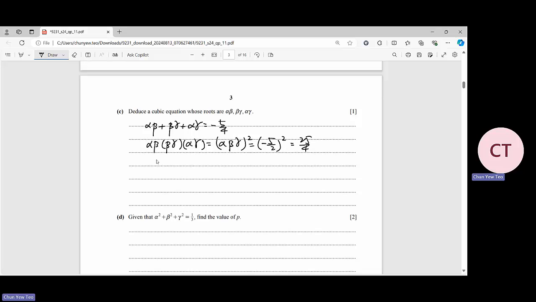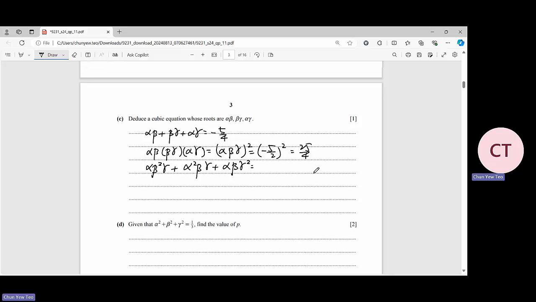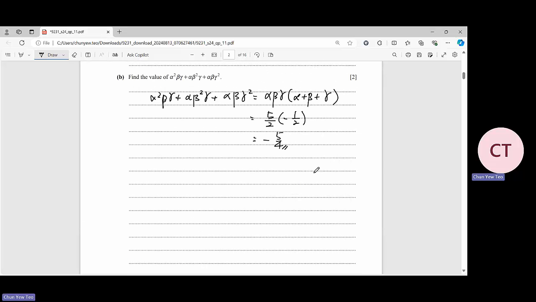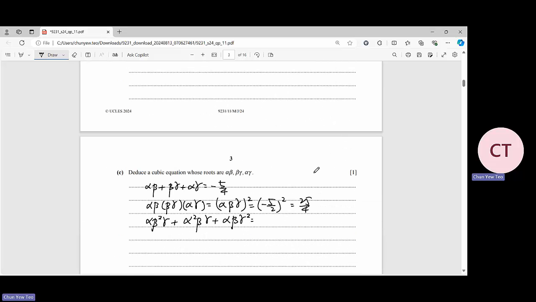Then the product of any two roots, alpha beta squared gamma, alpha squared beta gamma, and alpha beta gamma squared, this one is in part B. For part B, we already found the answer is negative 5 over 4. Then alpha beta plus beta gamma plus alpha gamma, this one is negative p over 2.